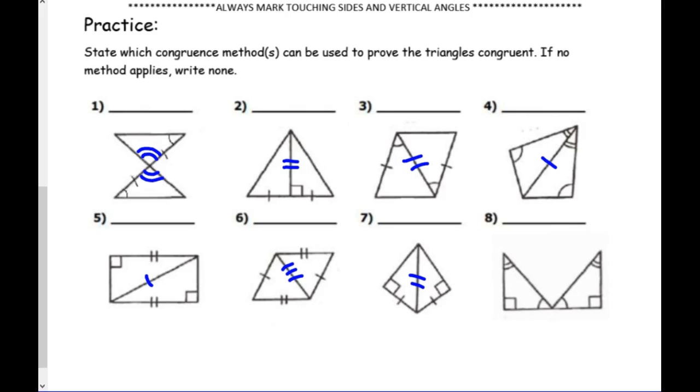So, we already said the first one. We have angle, then a side, then an angle. So, ASA. Anyone want to help me with number 2? Okay. I have a side, then I have an angle, then I have a side. So that would be SAS.